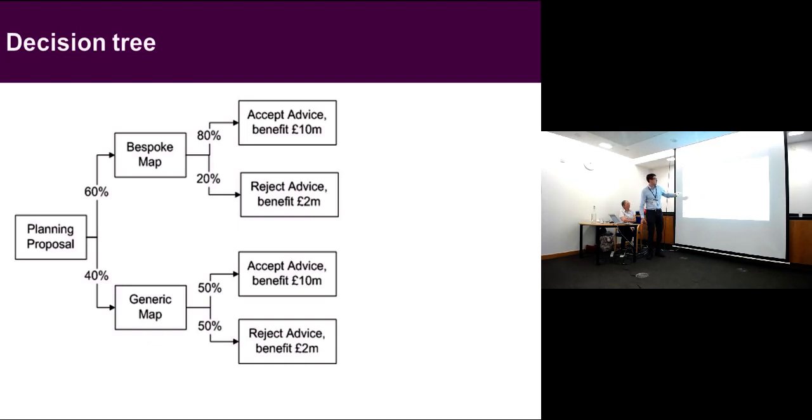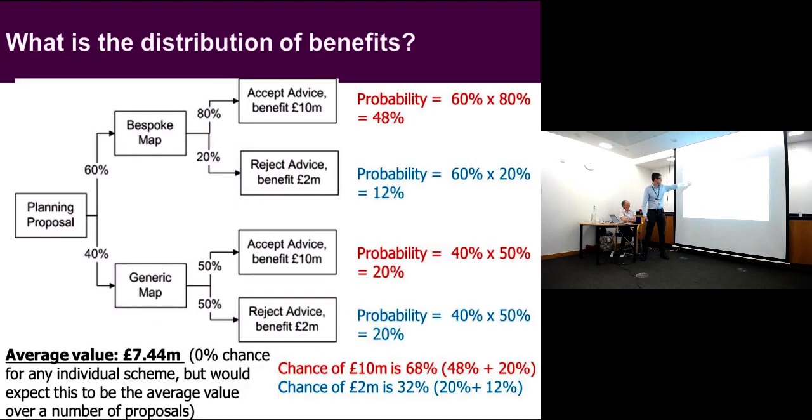So here's how you quantify it. I've said that if your advice is rejected, there's still a benefit of 2 million because they'll probably take some of your thoughts on board, but not all of them. Whereas if you get the advice accepted, it's 10 million. It's arbitrary numbers. And so what you get is you can multiply the probabilities together. 60% times 80% equals 48%. You see what I mean? And you can do it for each of those nodes.